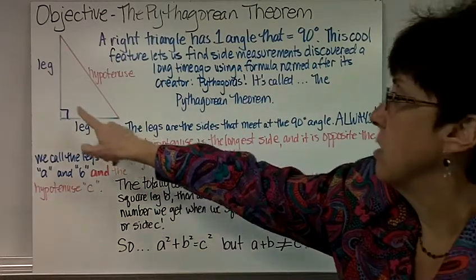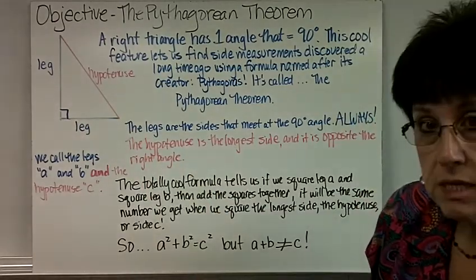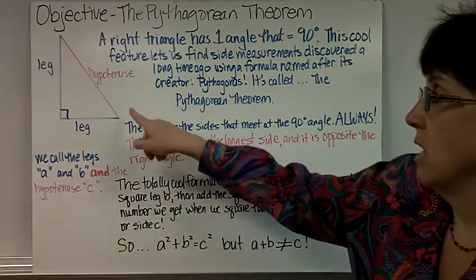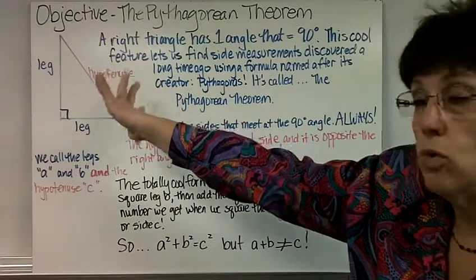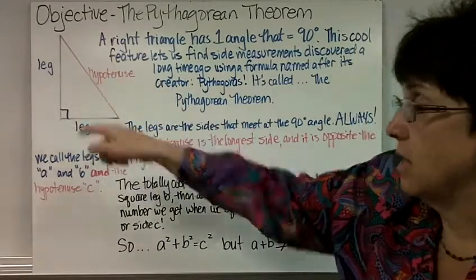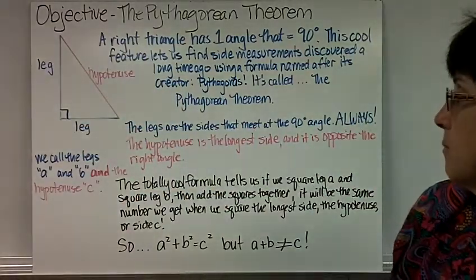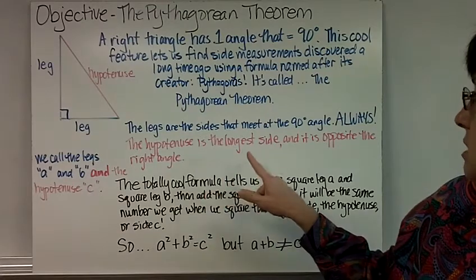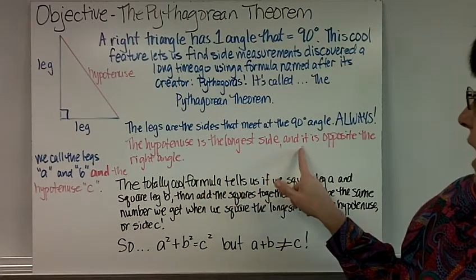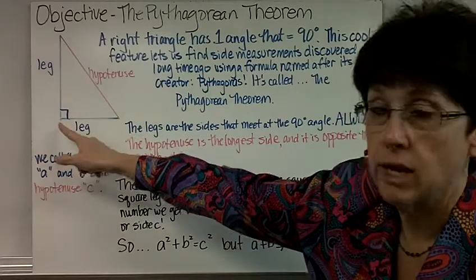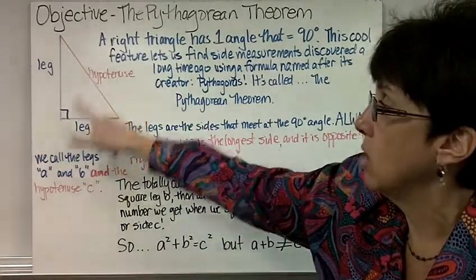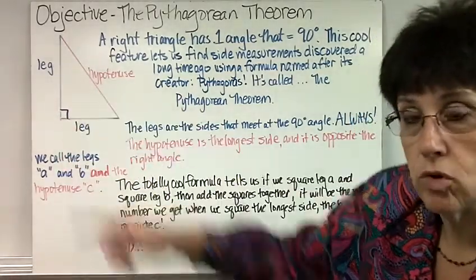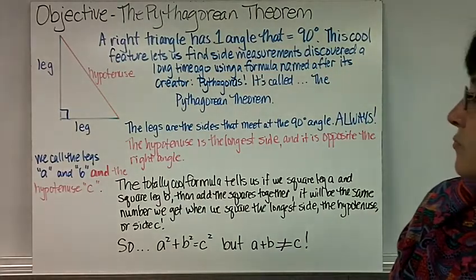The legs are the sides that meet at the 90-degree angle. It doesn't matter how it's oriented. If they meet at the 90-degree angle, those two are the legs. The hypotenuse is the longest side, and it is opposite the right angle. The hypotenuse is always opposite the right angle, and opposite means across from in this case.